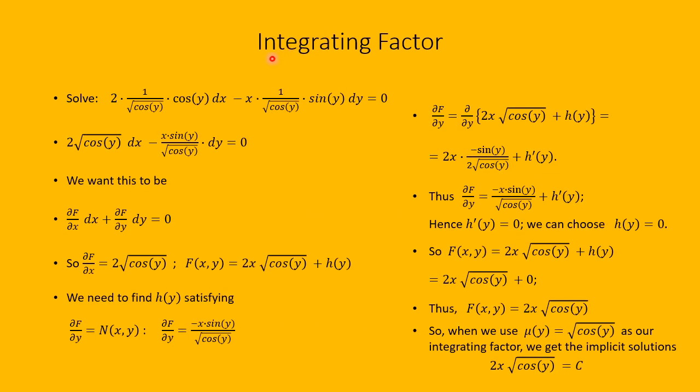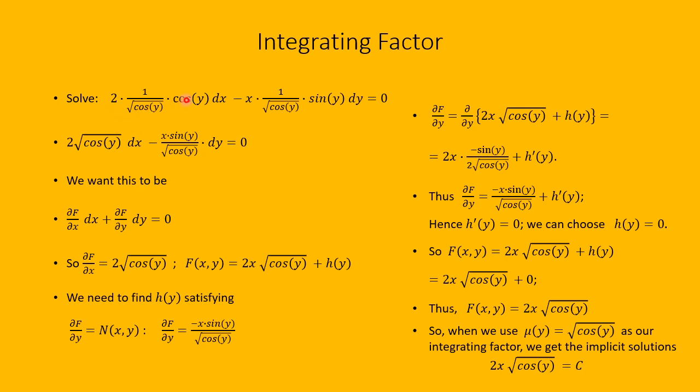So let's continue the solution of our problem. At this stage, we want to solve the equation 2 times the integrating factor, 1 over the square root of cosine y, times cosine y dx, minus x times the integrating factor, times sine of y dy equals 0. Okay, so let's just algebraically simplify this a little bit.